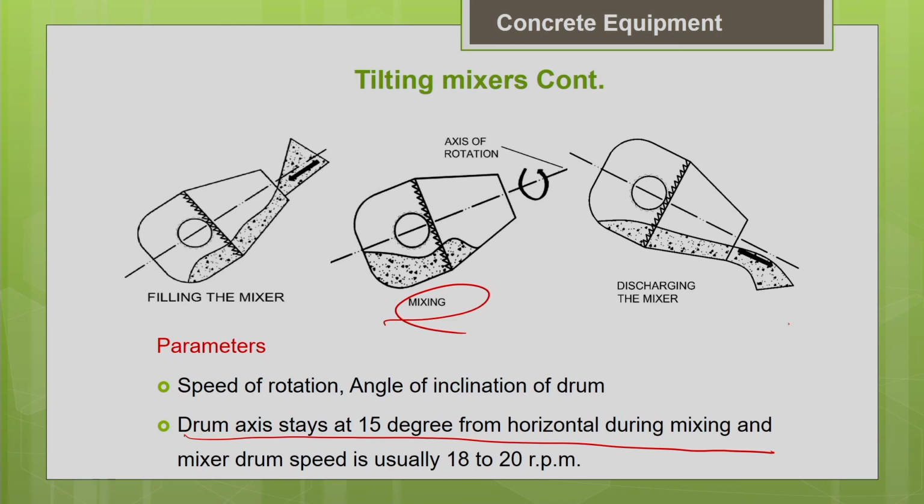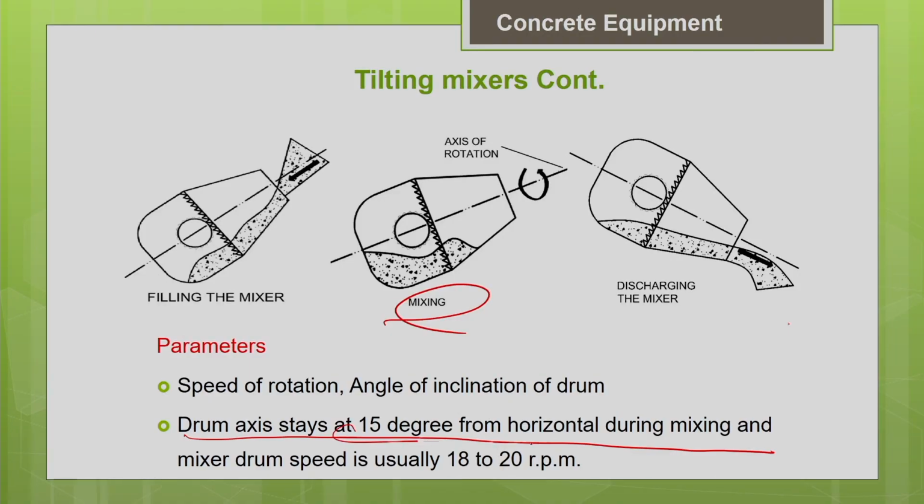This is because if it is completely horizontal, your blades will come in contact with more quantity of concrete. In that case, more energy is needed for lifting the entire concrete to the full height, the full diameter of the drum. So the energy consumption is more. That is why, to optimize the energy consumption, the preferred angle of inclination is 15 degrees from the horizontal, as established based on the studies.